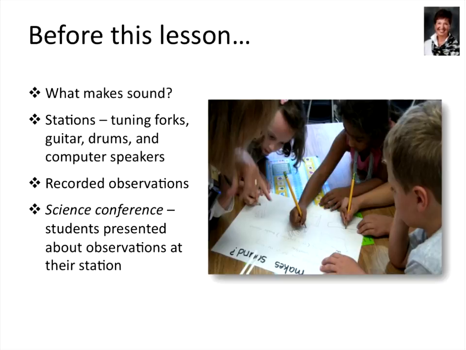went to different stations, and those different stations had objects like tuning forks, guitars, drums, different kinds of musical instruments, computer speakers, and they didn't rotate among stations. Each group got to work at a station and figure out first how to make sound, what did you have to do to make sound with the objects that you have, and then they recorded their observation.